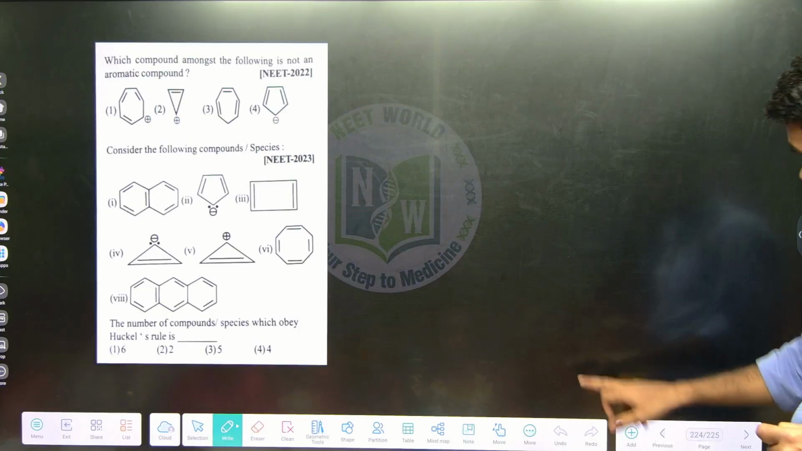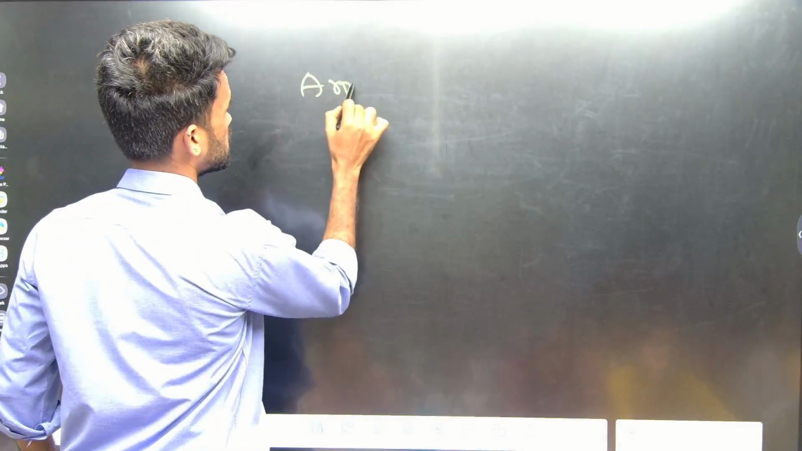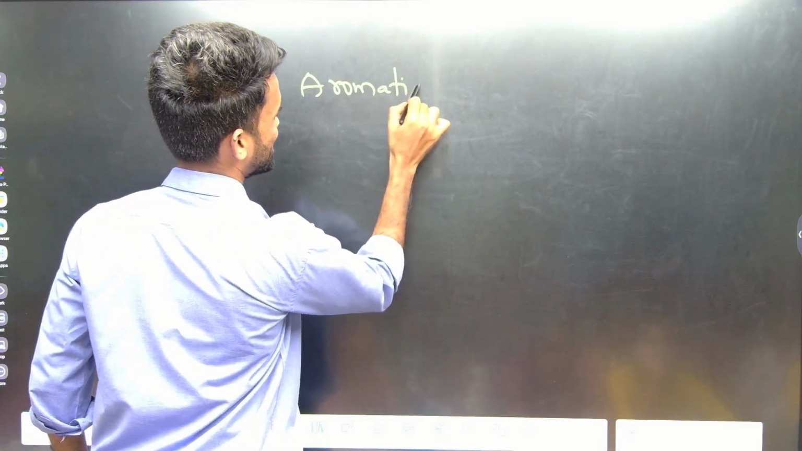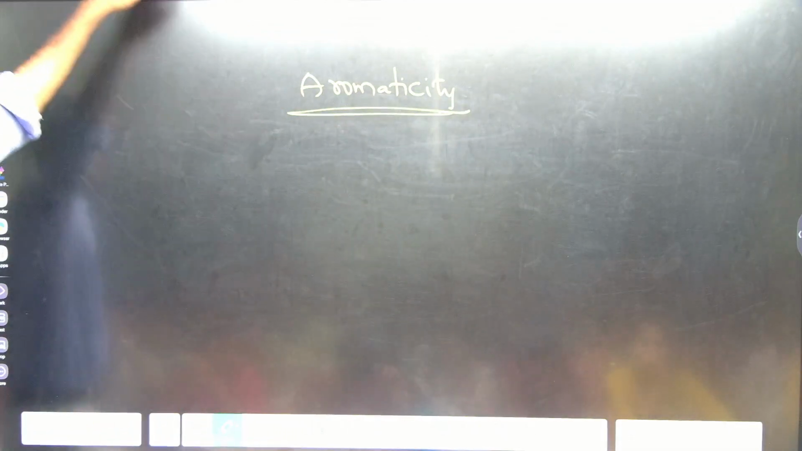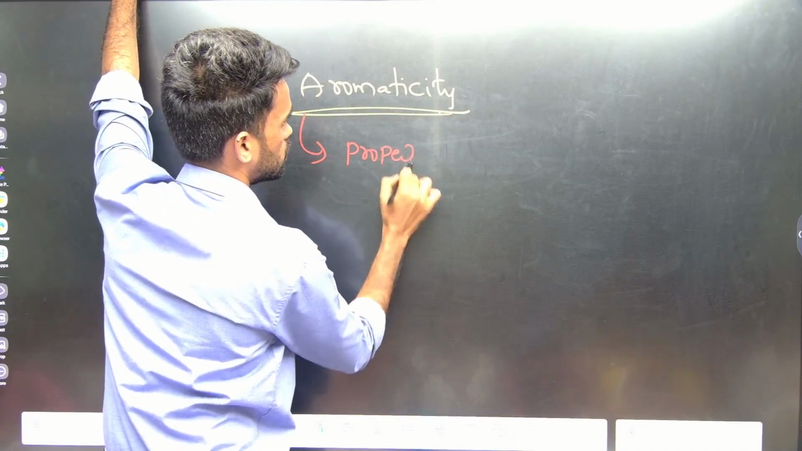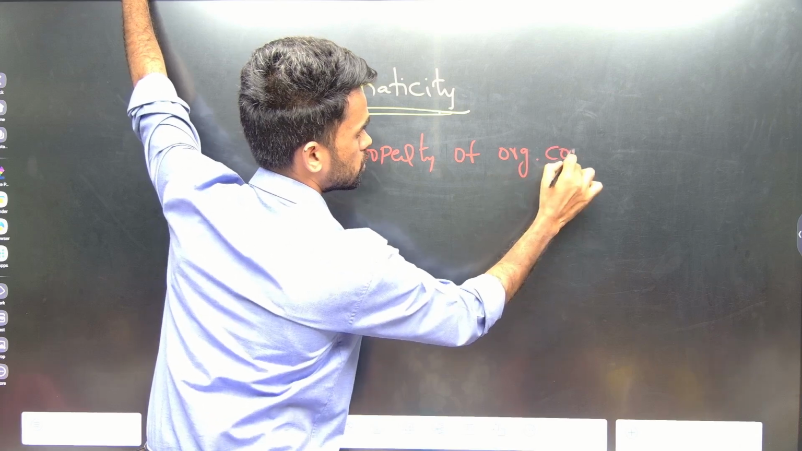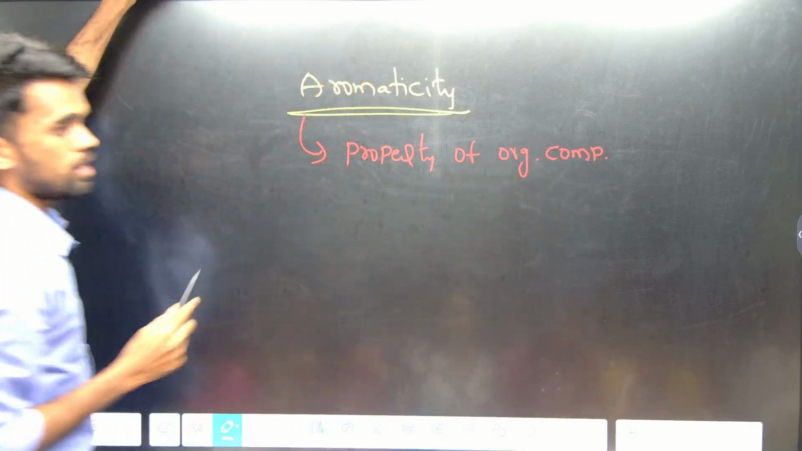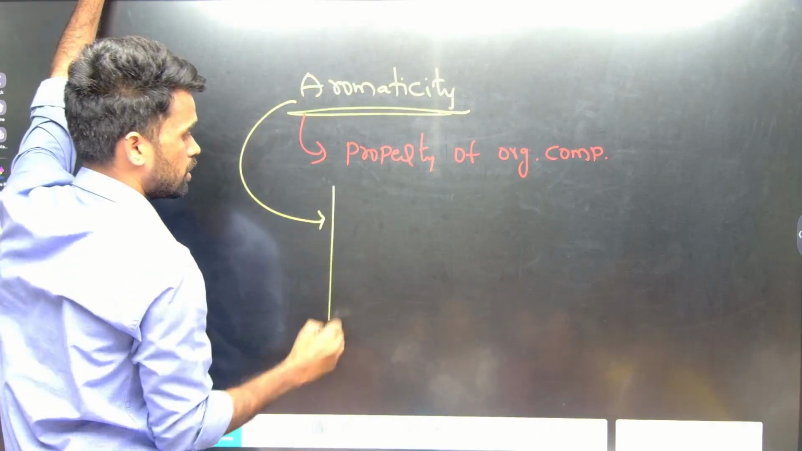You know aromaticity? Remember, from this, definitely one question will come again. Without this, there is no question paper, I can say. Okay. So now what does aromaticity mean? It's a special property of organic compounds. Which compounds? Organic compounds. First of all, these compounds should be cyclic.